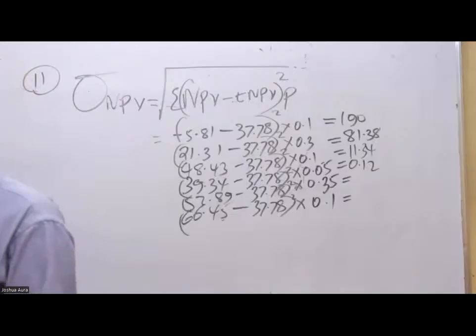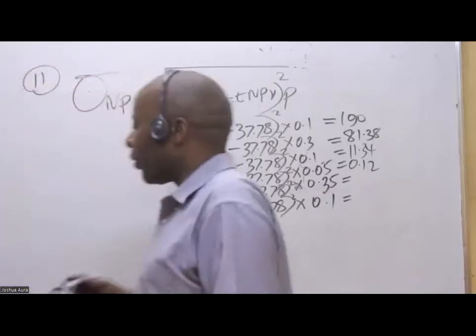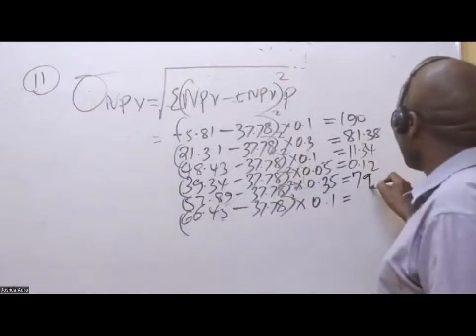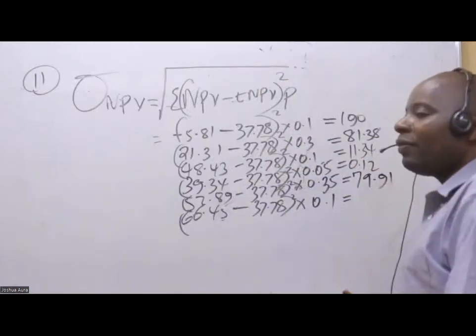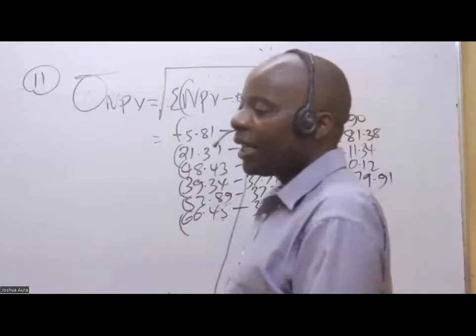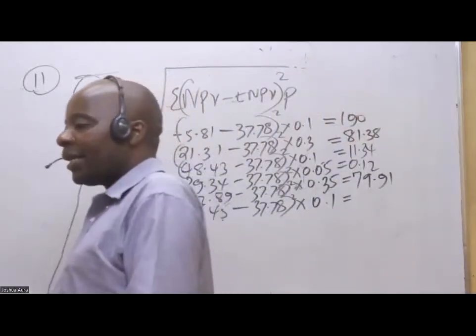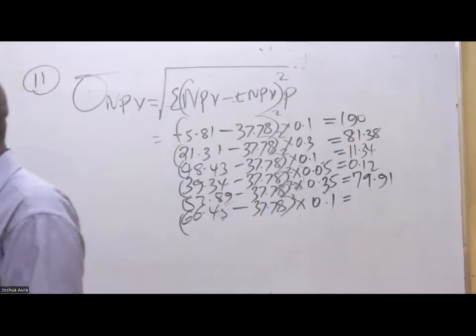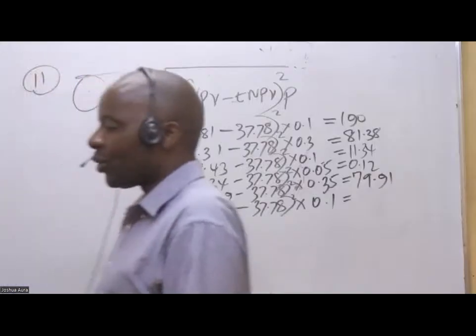The fifth one, what do we have there? The fifth one, it is 79.91. And then now we have the last one. The last one is 82.20.